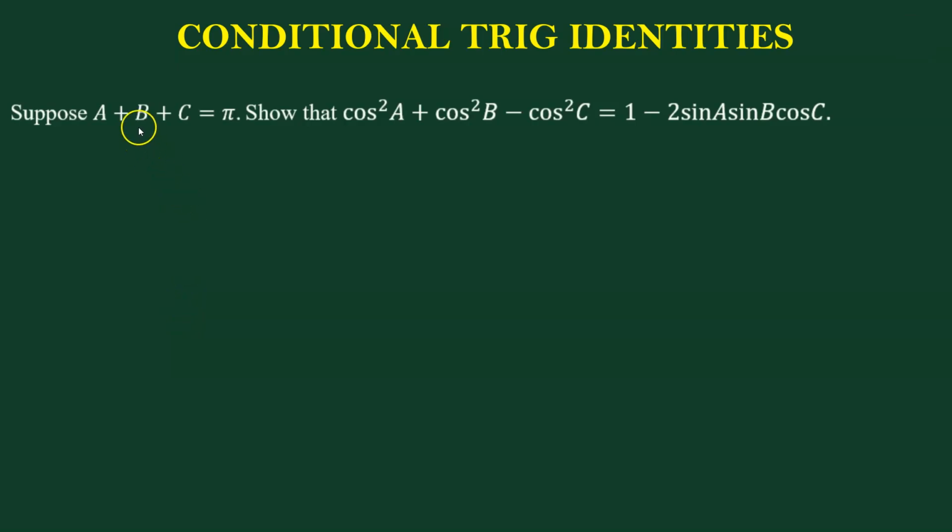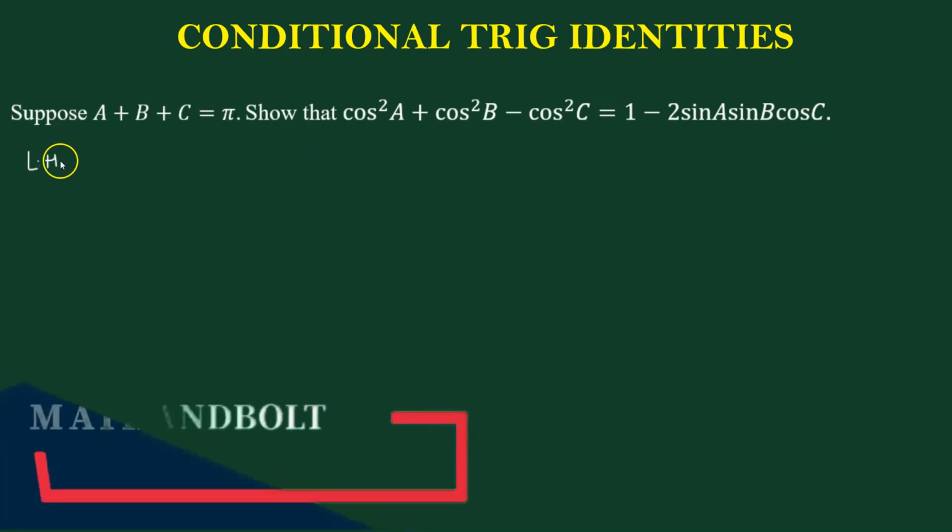So in this problem, we have a condition: a plus b plus c adds up to pi radians. We need to show that cosine squared a plus cosine squared b minus cosine squared c equals 1 minus 2 times the product of sine a, sine b and cosine c. Let us begin our proof from the left hand side.